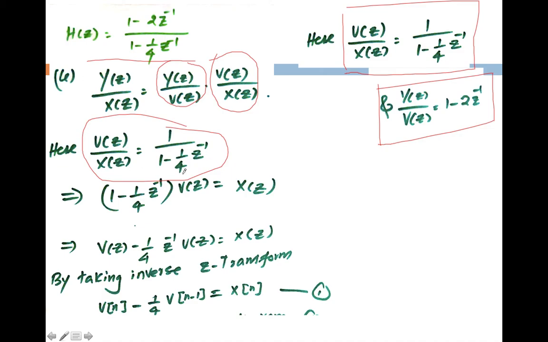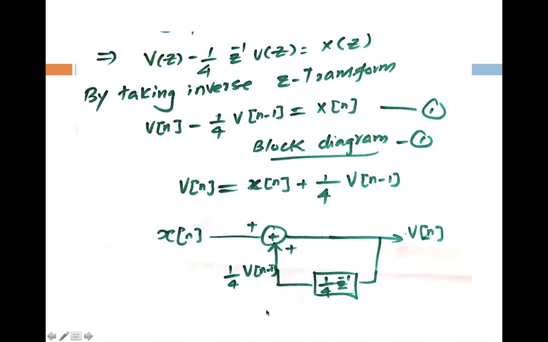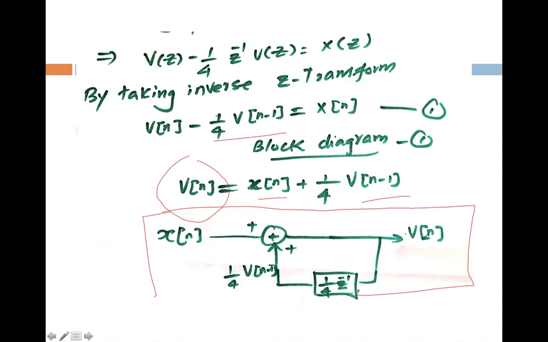So the same procedure, cross multiplication and taking inverse transform, you will get v of n minus 1 by 4 v of n minus 1 is equal to x of n, and the block diagram for this particular function is, so I'm going to take v of n and push the rest to the other side. So x of n plus 1 by 4 v of n minus 1. So I can easily draw the block diagram for this particular equation. That is, input is x of n and output is v of n. So this is the block diagram.